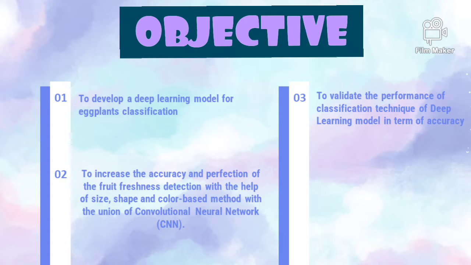The objective of the model, first, is to develop a deep learning model for eggplant classification. Second is to increase the accuracy and the perfection of the fruit freshness detection with the help of the size, shape and color based method with the union of convolutional neural network, CNN. The third is to validate the performance of the classification technique of the deep learning model in terms of accuracy.